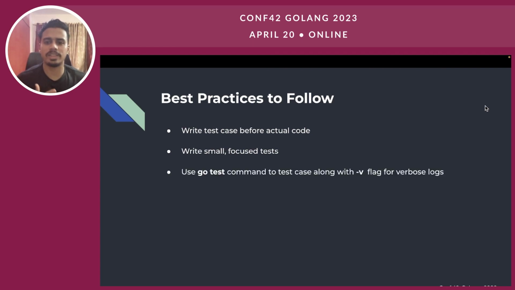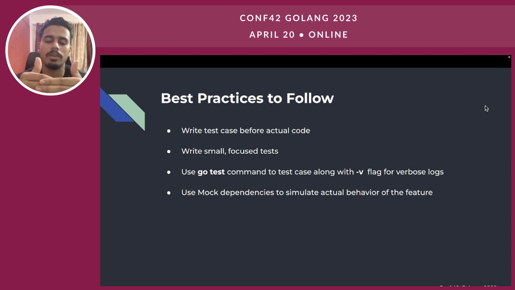Use the go test command to run test cases along with the -v flag for verbose logs. As I showed you in the terminal, in live code, always use go test for testing your Go test cases. Use mock dependencies to simulate actual behavior of the feature. As we saw in our table-driven testing example, we use mock inputs, right? So not just inputs, we can also mimic some dependencies to simulate the actual behavior that our code has to follow. So yes, you can use fake dependencies as well.